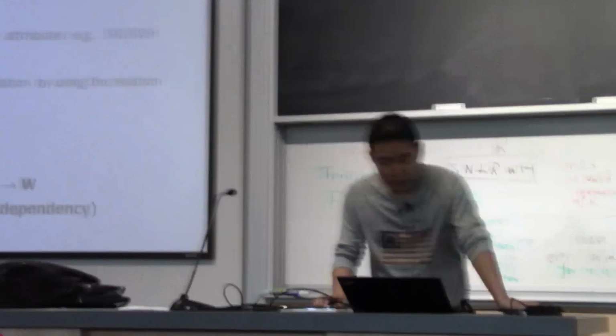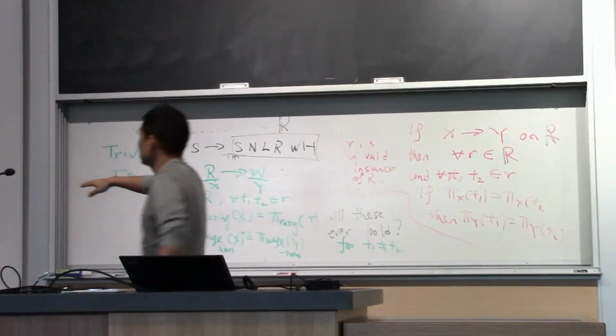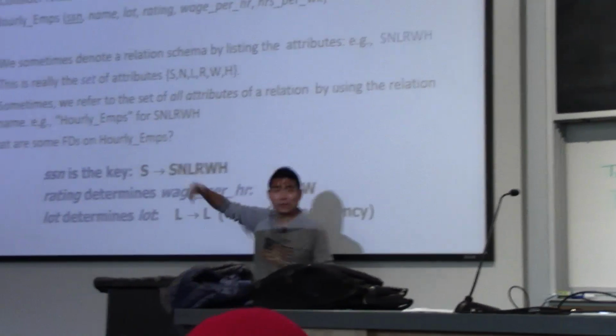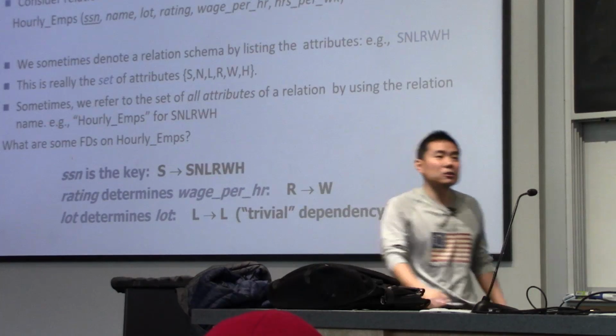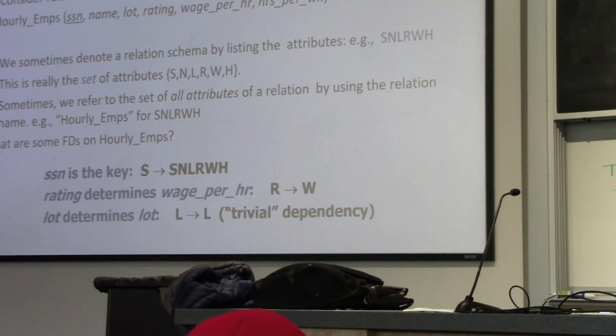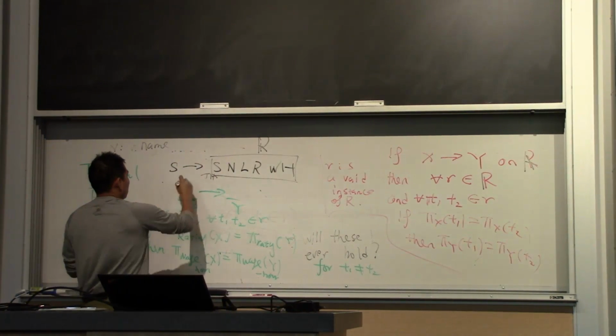That being said, we already saw a trivial functional dependency, which is if you have a key. We said that's a trivial function. There's another type of trivial functional dependency, which is an attribute always determines the attribute itself. Why? Let's do the same exercise. Lot determines lot.